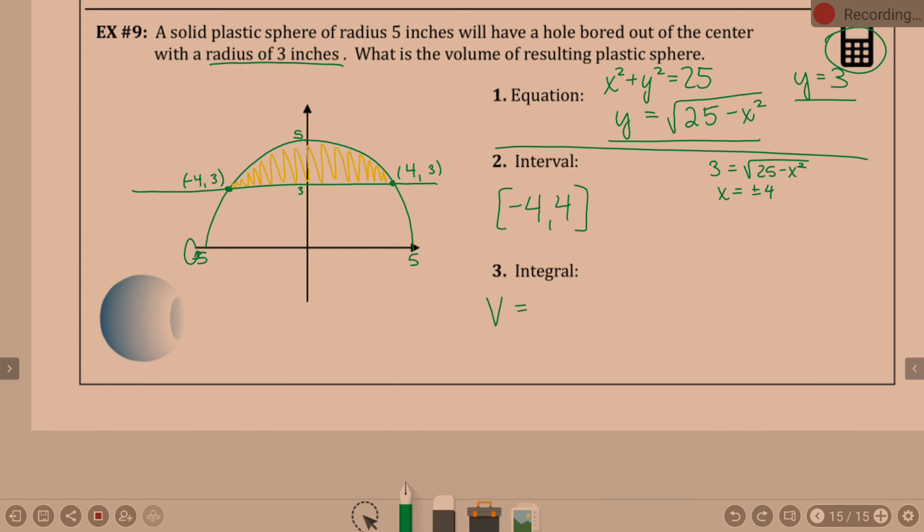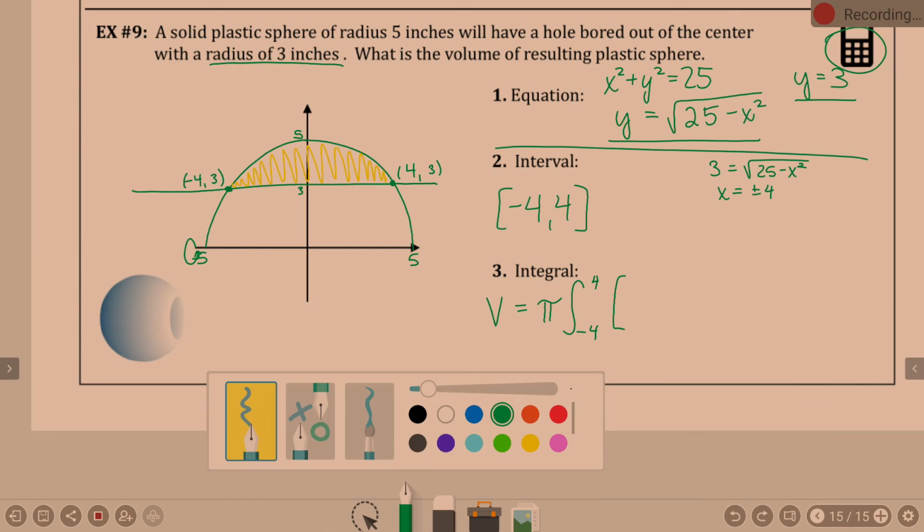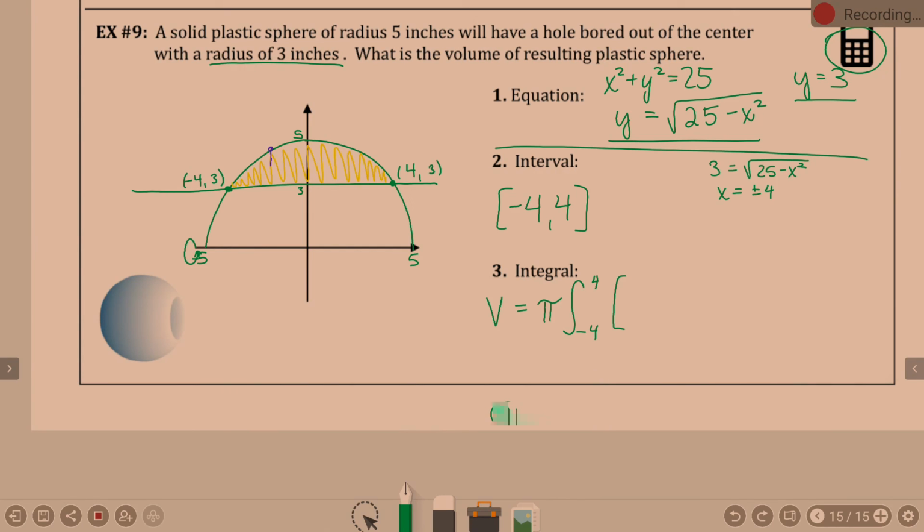Integral, V equals, what am I starting with? Pi times the integral. I'll write it both ways. So I'm going to start with the official way of negative 4 to 4. And then what? We never talked about it. What's big R and little r? Big R, little r, yes? Are you seeing the big R, little r okay? I don't feel like these have been too difficult of examples.